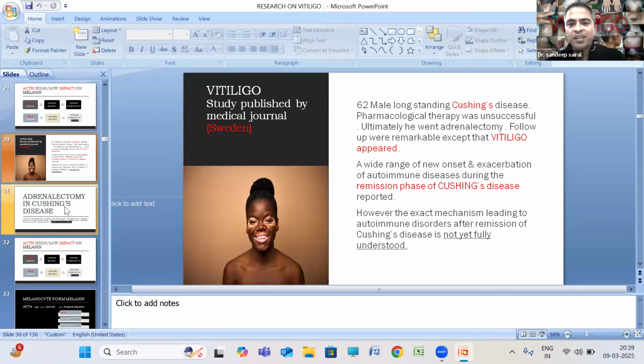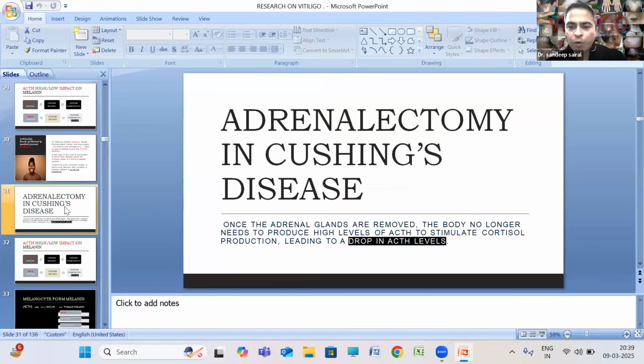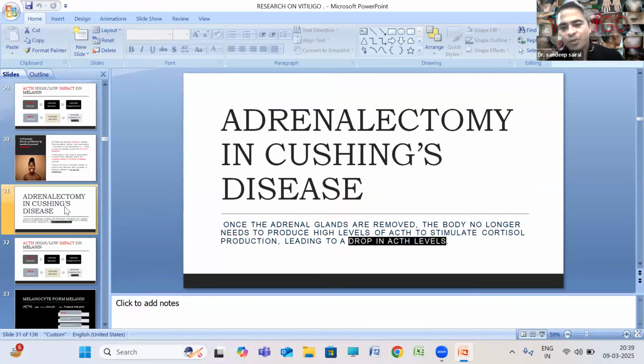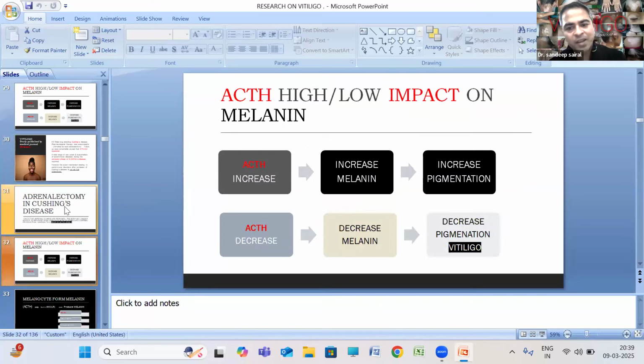It was found in many cases that there is a new onset or aggravation of already present autoimmune disorders during the remission phase of Cushing disease. What is the exact mechanism? We don't fully know yet, but whatever I have understood, I am sharing with you. When you remove the adrenal gland, the body no longer needs to produce ACTH to stimulate cortisol. So the cortisol reduces. During the remission phase of Cushing disease, you develop vitiligo. Why? Because ACTH is low. Now, when ACTH decreases, melanin decreases, pigmentation decreases, and it leads to vitiligo.